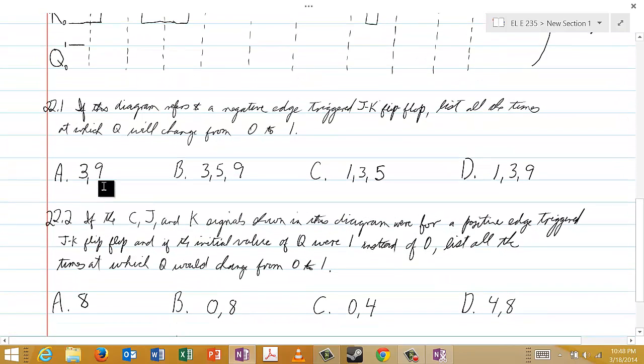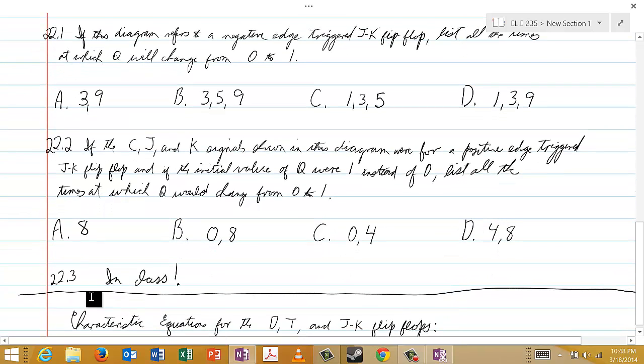So if that were the case, then you want to list all the times at which Q would change from 0 to 1, and the choices are 8 for A, 0 and 8 for B, 0 and 4 for C, 4 and 8 for D. And then question 22.3 will be given in class.